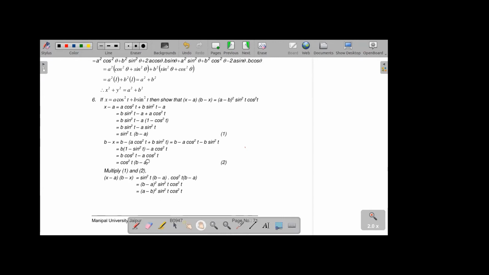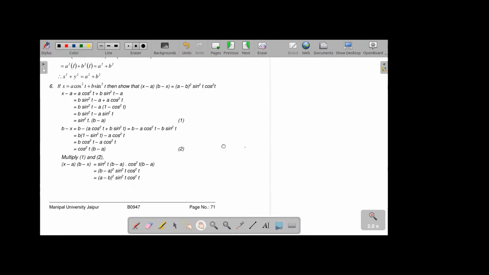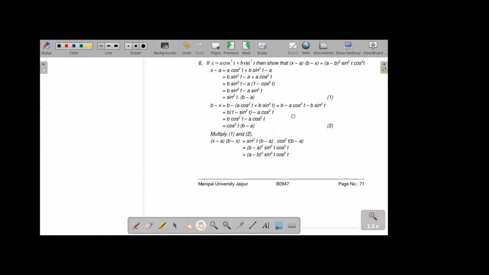Question number 6, I'm taking. So here x equals a cos square t plus b sin square t. Then we have to prove x minus a multiplied by b minus x equals a minus b whole square sin square t cos square t. So let's begin with LHS.